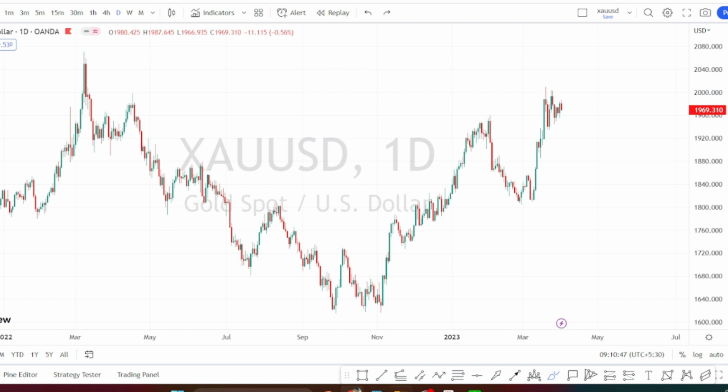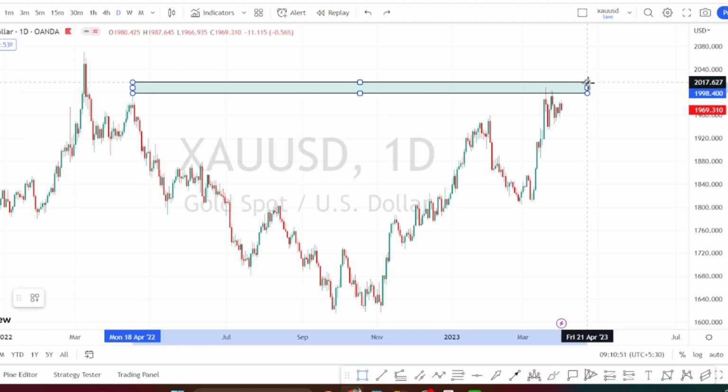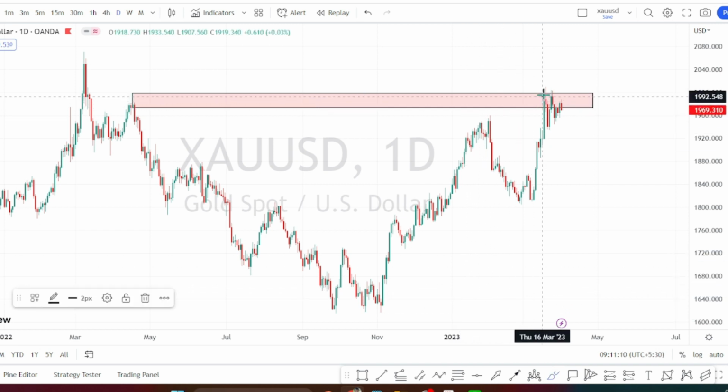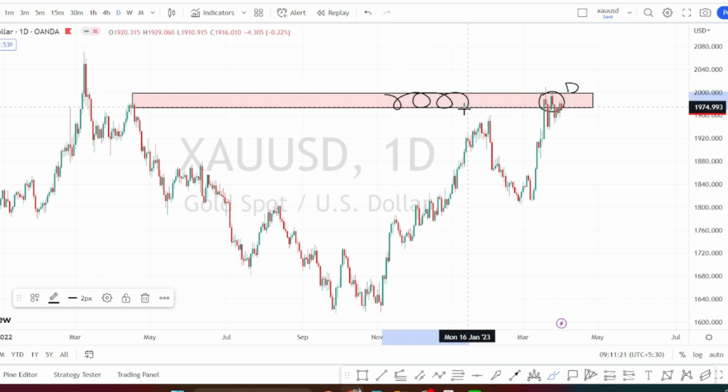So based on this past price action, I am taking the previous high and marking this as a supply zone, because the candle has not clearly breached this supply zone. It has not closed above this resistance zone or the supply zone. So this resistance zone is still valid for now.